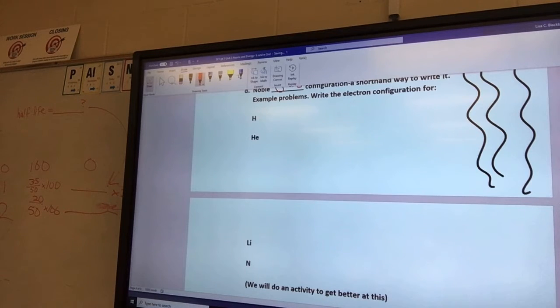This is how you're going to use the periodic table. The other thing is, make sure it's got numbers 1 through 7. Make sure it's got a 3 right here. Make sure it's got 4 and 5 right there. Okay?